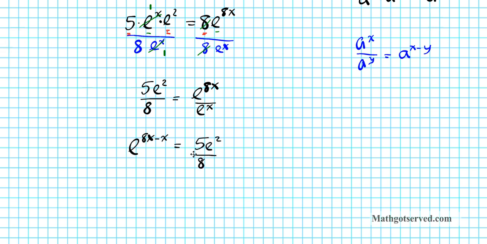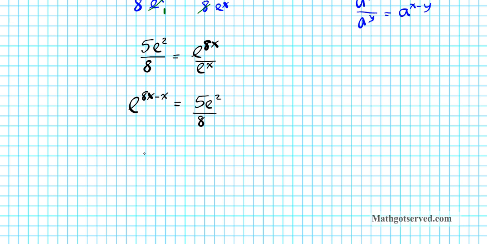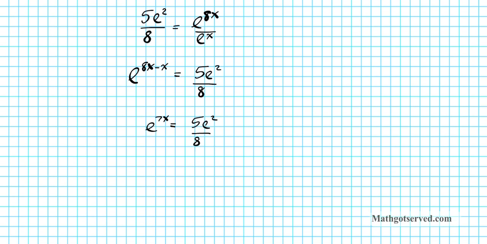Now this is a number, so we can leave it alone. We don't have to do anything to it. Okay, so let's leave that alone. All right, simplify that. This simplifies into e to the 7x equals 5e squared over 8. Now, to power down this exponent, what we're going to do is take the natural logarithm of both sides of the equation.